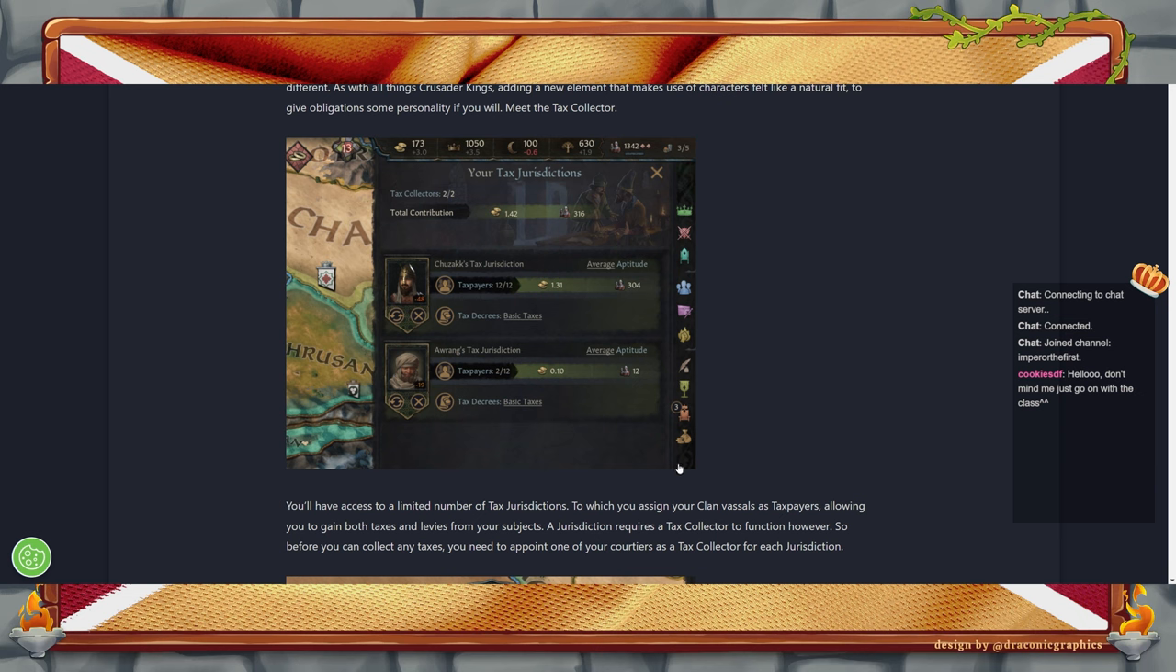Okay, so I'm a little bit confused to start out with. Why is this a special button? We already have council and court positions, yeah? How is the tax collector different from that? Why not just kind of add it to that? Not sure, maybe it's a space thing. That could be a problem.